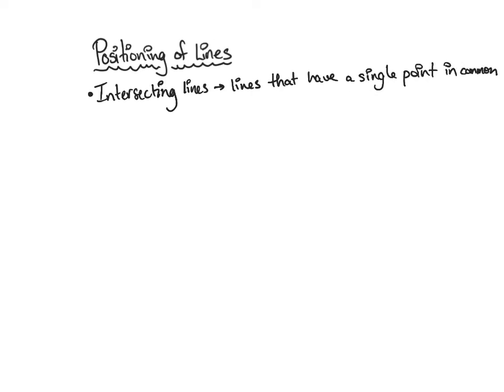Okay, so what does this look like? If I have line AB, and I have line CD, they meet at one spot, let's call it point O.